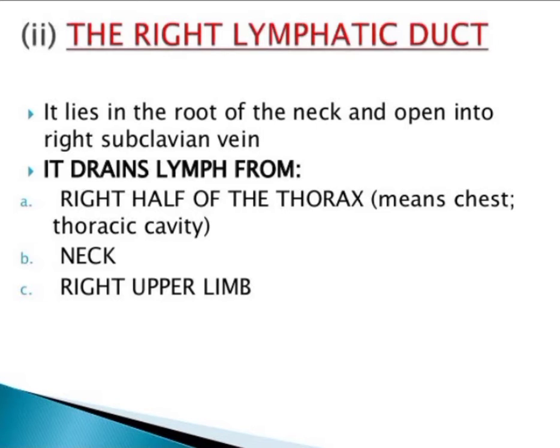The right lymphatic duct lies in the root of the neck and opens into the right subclavian vein. It drains lymph from the right half of the thorax, meaning chest, thoracic cavity, neck, and right upper limb.